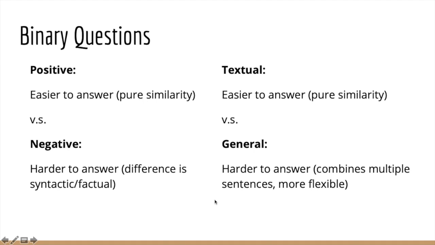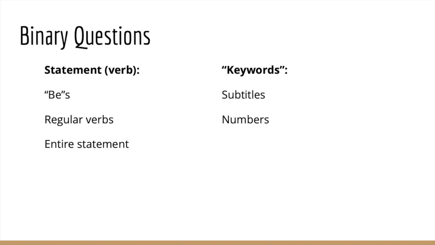So for binary questions, we realize that the negative answer questions are harder because when comparing the target sentence to the question, the system will have to tell apart whether the difference is syntactical or factual. And another aspect is whether the question is textual or general. So as we have introduced, the questions that are transformed from a specific statement in a passage are really easy for machines to answer. In order to generate general and negative binary questions, we look at some of the keywords.